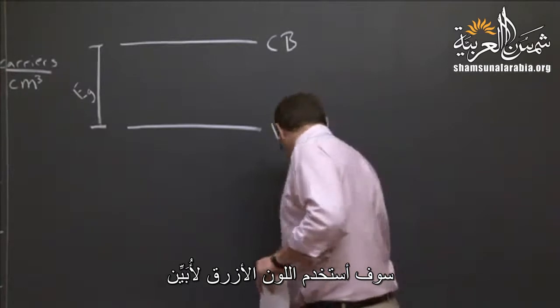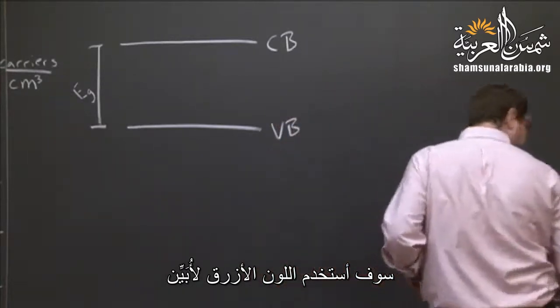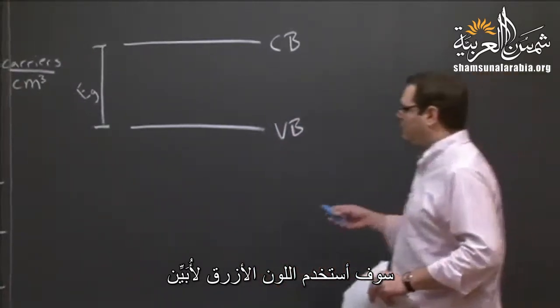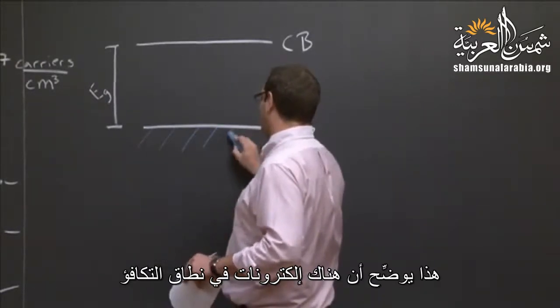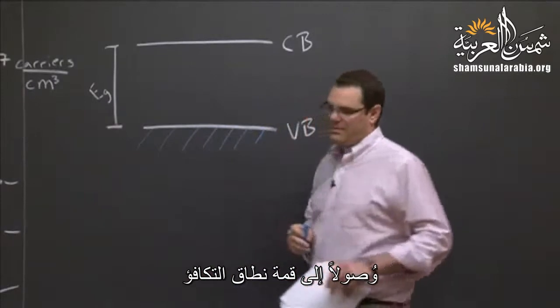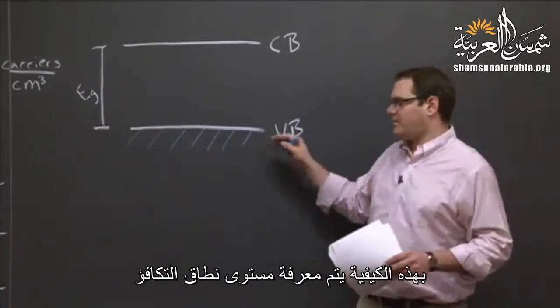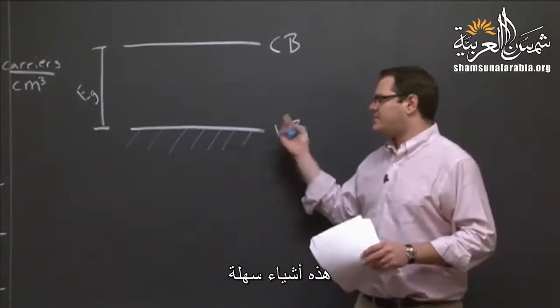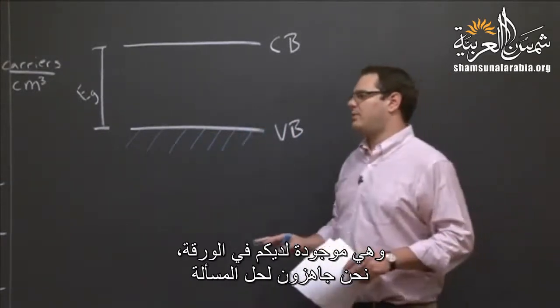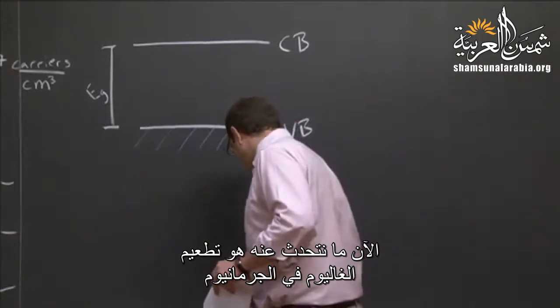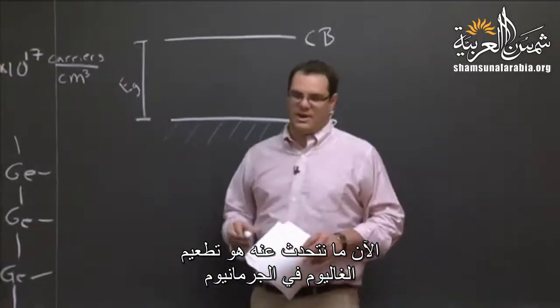And I'm going to use this blue to show where electrons are. This just shows that there's electrons in the valence band all the way up to the top of the valence band. That's how the valence band level is defined. So this is easy points. You've got this on the paper. We're good to go. Now what we're talking about is putting gallium into germanium.